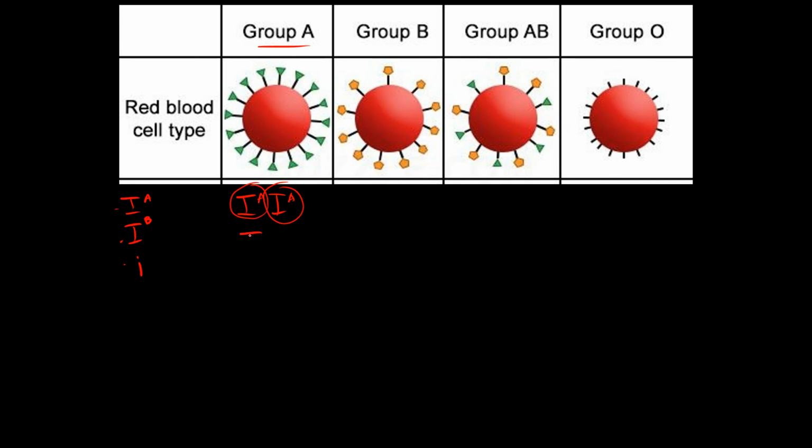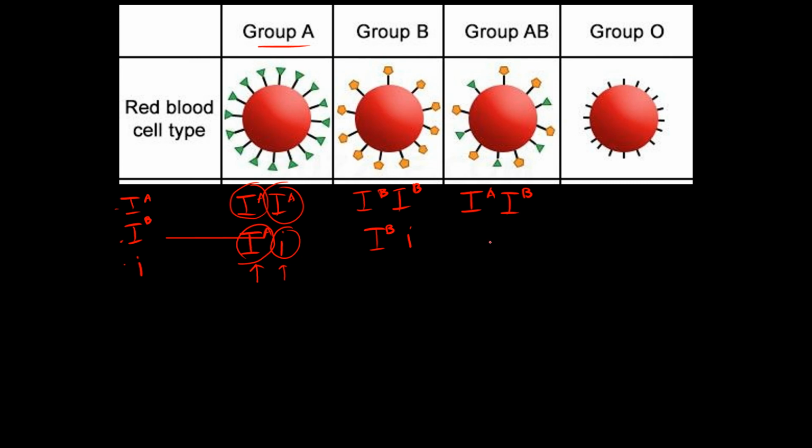Or you can do this: you get that one from mom and that one from dad, and that also gives you type A blood, because IA is dominant over the little i. Type B is the same thing: IB, IB, or IB, little i. And then over here, you probably guessed, IA, IB. That is the only way to get it. You need both of these.